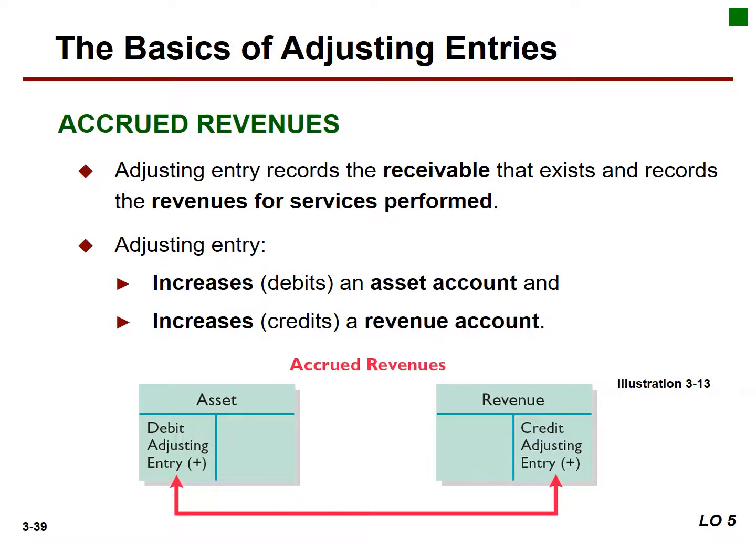Our adjusting entries for our accrued revenue is going to require us to increase an asset account, and this is going to be some type of receivable. In our CD example, it would be called interest receivable. If it was work that we do for a customer, it would just be called accounts receivable. So we're going to increase an asset account, a receivable account, and increase a revenue account.